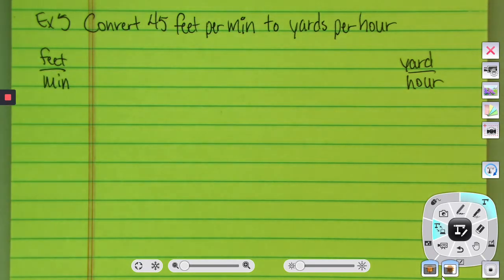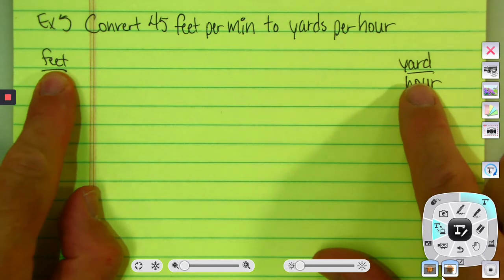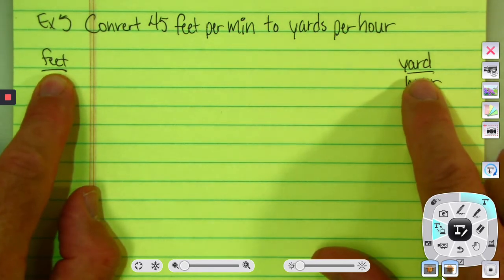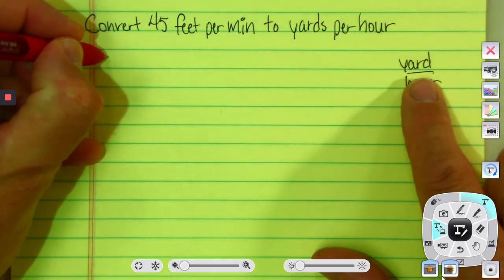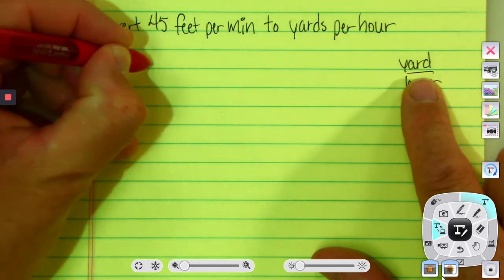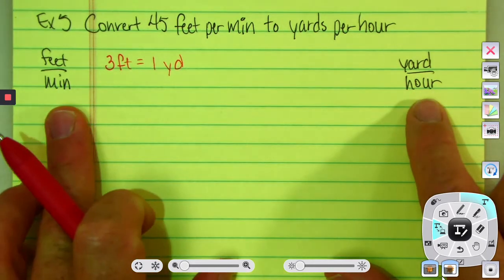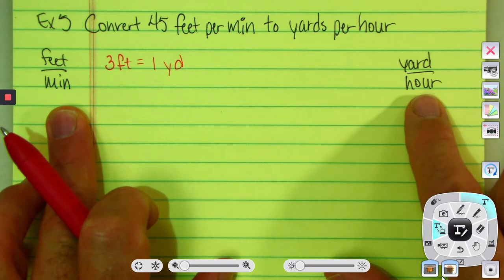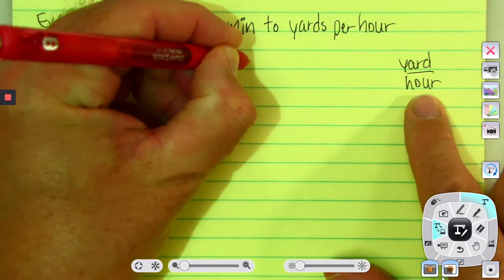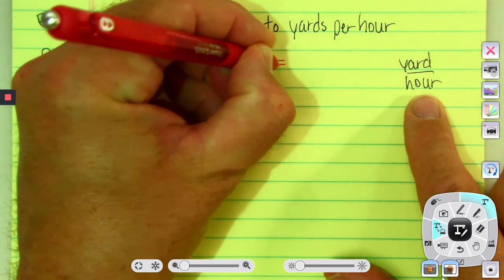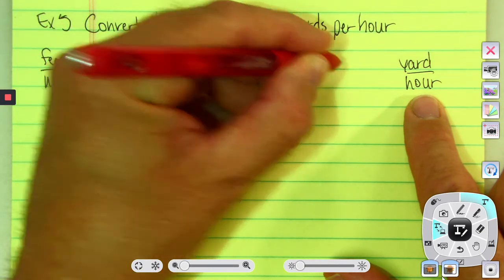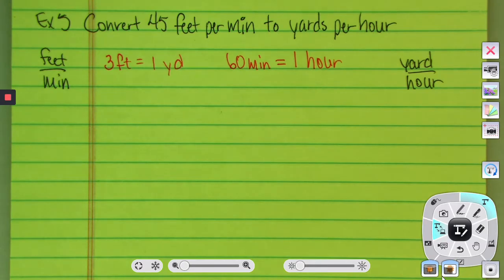Now, in order to do that, we need some conversion factors, and the first conversion factor we're going to need is feet to yards. We have to convert units that are in the same classification. So feet and yards, those are both measurements of distance. So we know that there are 3 feet in 1 yard. Well, that gets us from feet to yards, and we now want to go from minutes to hours. Well, we know that there are 60 minutes in 1 hour. So those are probably the 2 conversion factors I'm going to need.